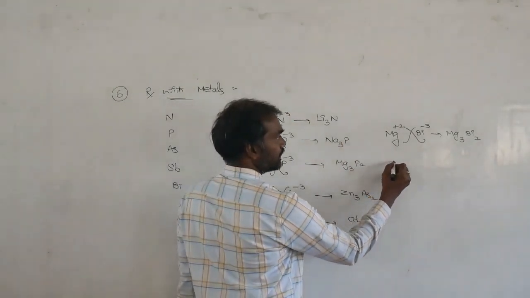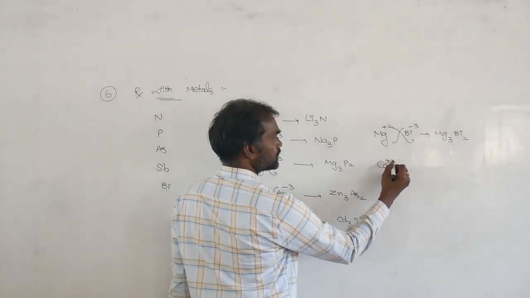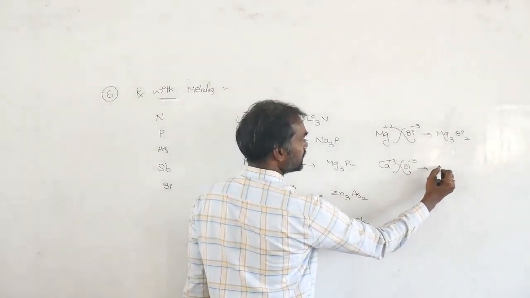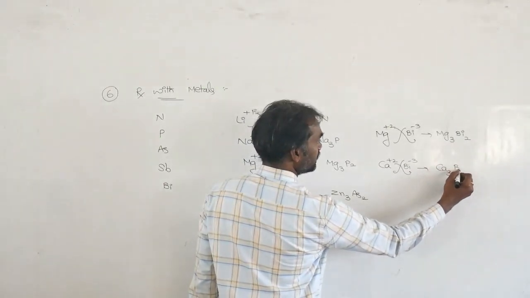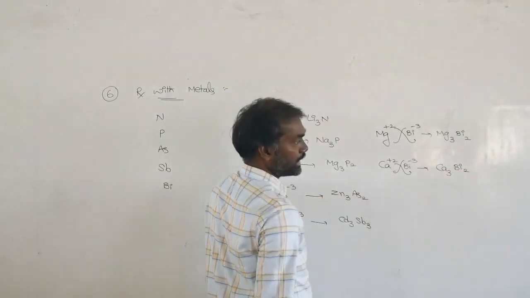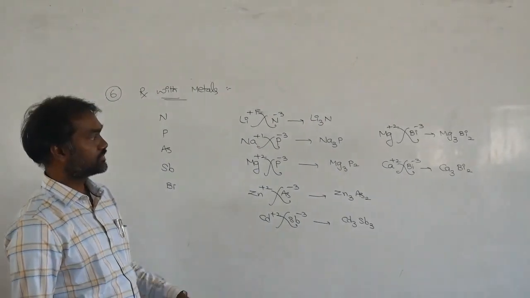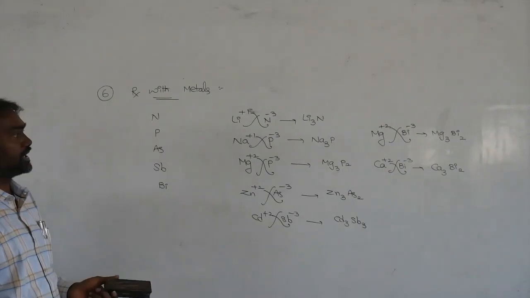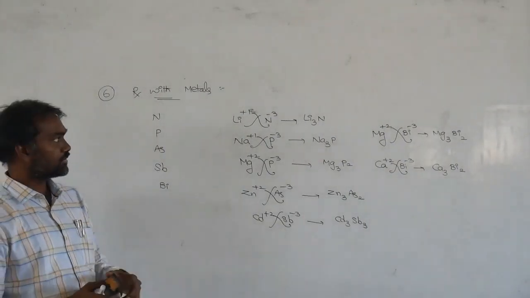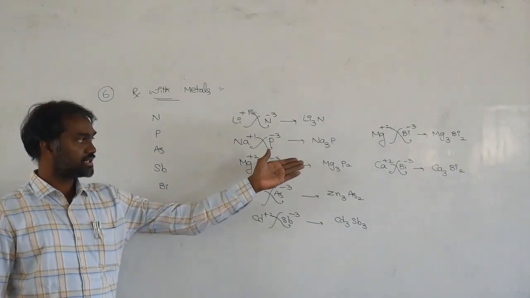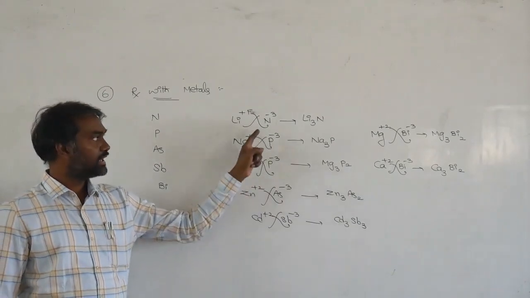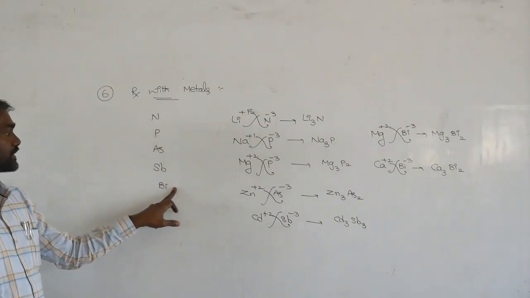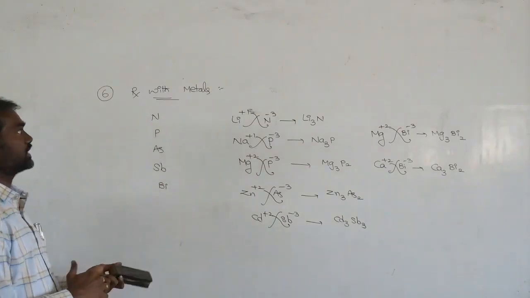Either calcium +2, bismuth -3. So the formula is Ca3Bi2, calcium bismuthide. So like that they readily form compounds with metals. So these all are what? Lithium, sodium, magnesium, zinc, calcium. These are metals and they combine with all. So in the nitrogen family you get these compounds.